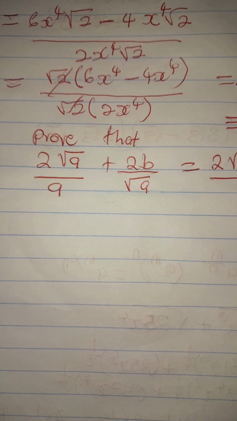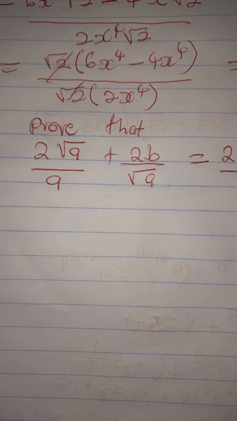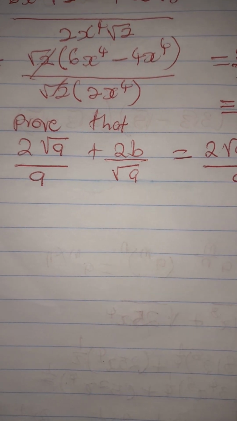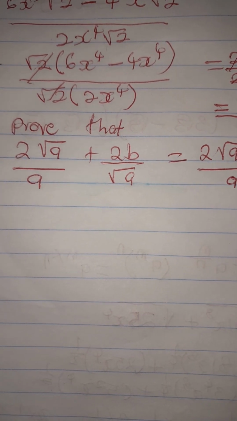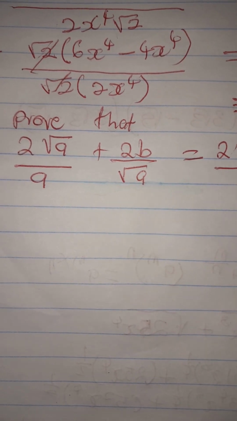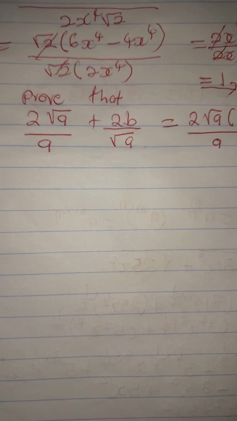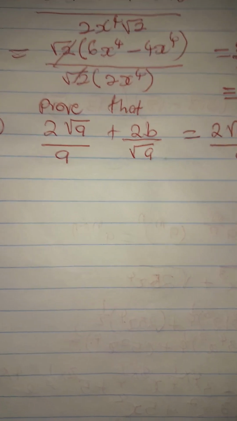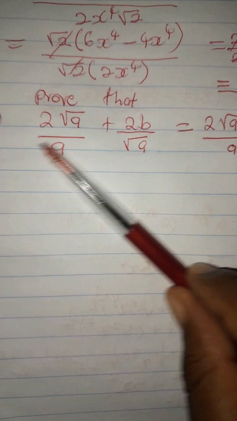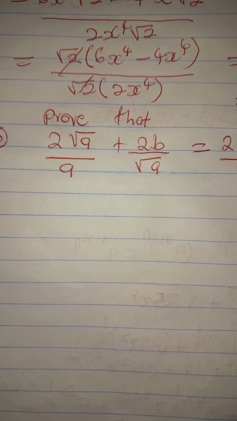Then we are going to our last question. Prove that 2 root a plus 2b, divided by a, plus 2b divided by root a, is equal to this. Well, we will start with the easier side. The easier side will be to work out the left hand side, right? Let's work out the left hand side.